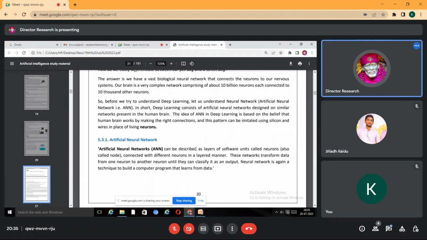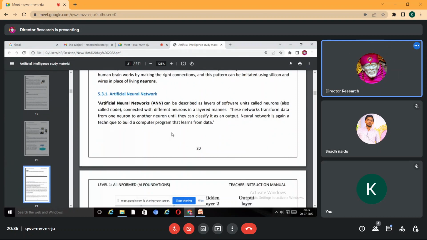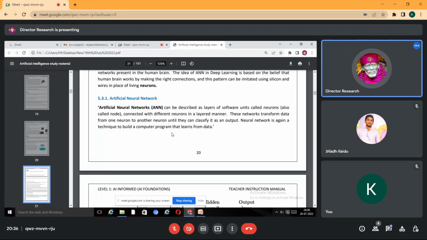Just examine the artificial neural network and the human brain. Silicon bytes in place of real neurons. An artificial neural network can be described as layers of software units called neurons, also called nodes, connected to different neurons in a layered manner. These networks transform data from one neuron to another until they can classify the output. A neural network is a technique to build a computer program that learns from data.